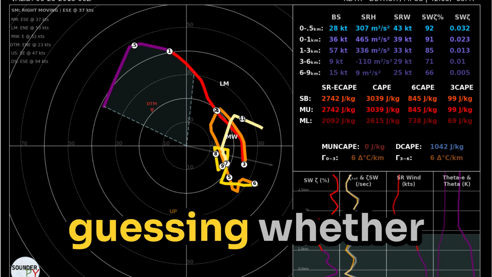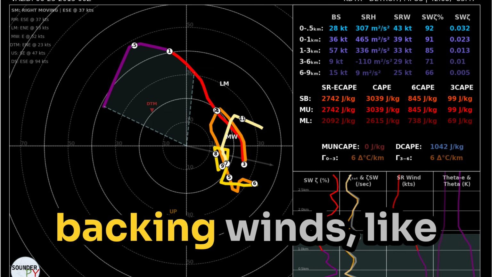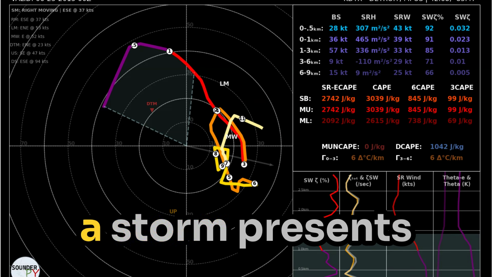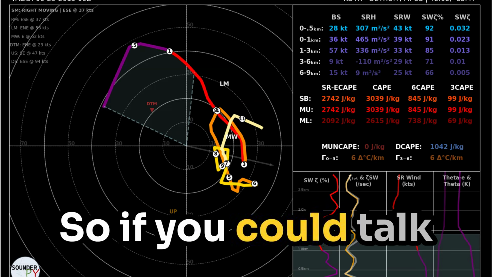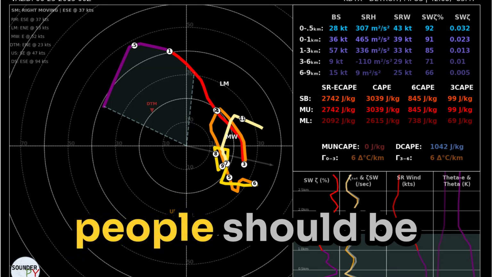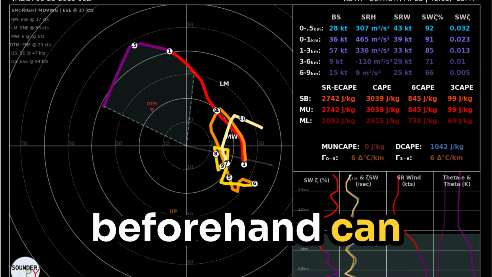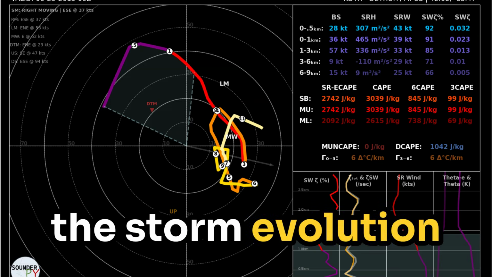Then I'm guessing whether you have veering or backing winds, like we discussed with the intro, that can greatly affect how a storm presents itself on radar. So if you could talk a little bit about that, the signs people should be looking for, and then also how looking at the hodograph beforehand can influence exactly what the storm evolution might look like.